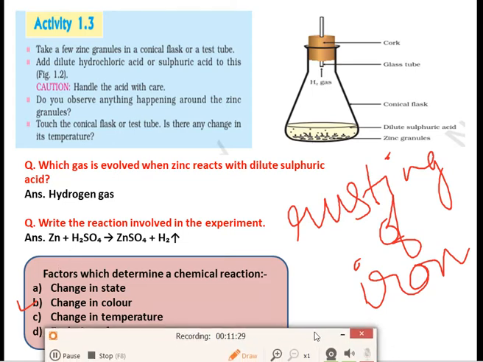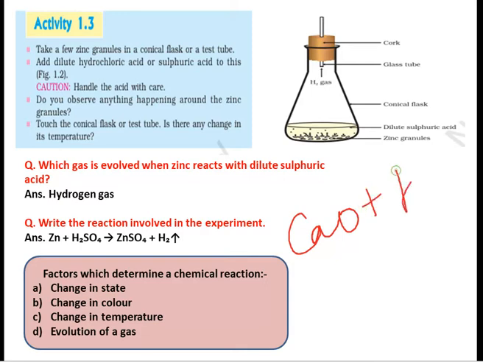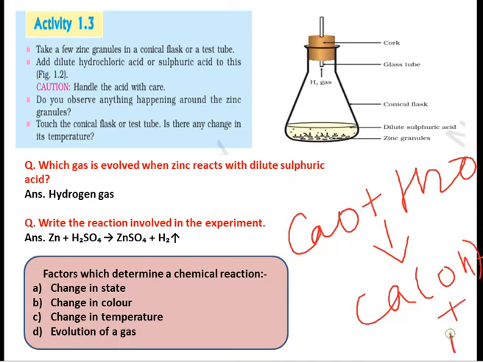Change in temperature. For change in temperature, we can take the example of quicklime added to water to form slaked lime. Calcium oxide, when it reacts with water, gives calcium hydroxide, Ca(OH)2. Along with that, a large amount of heat is liberated in this reaction. So the reaction mixture will become hot, and we can say that change in temperature will also occur when a chemical reaction takes place.